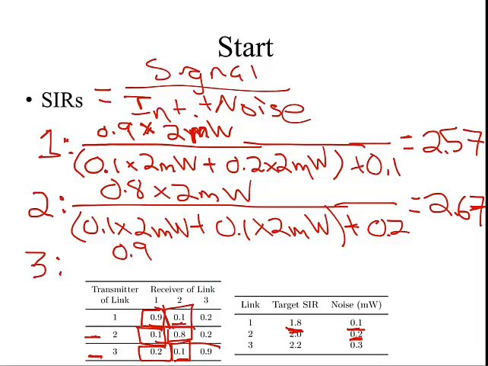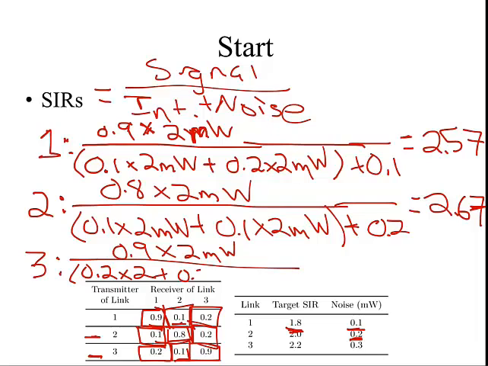And if we repeat the same calculations for the third one, we have 0.9, which is the direct gain for 3, times 2 milliwatts. And then the interference are these factors of 0.2 over here. So we take 0.2 times 2 plus 0.2 times 2 plus the noise, which is 0.3. And we get 1.64.